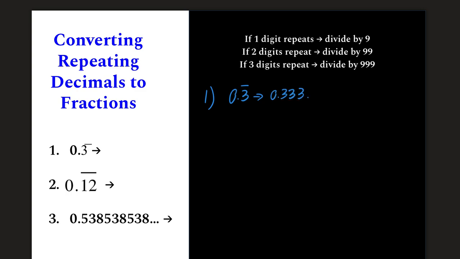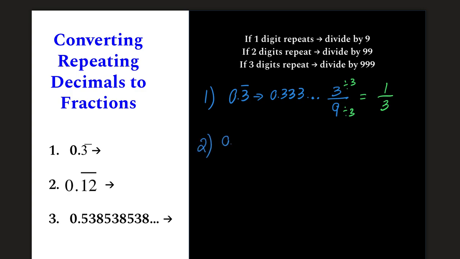0.333. So our rule says if one digit repeats, in here there's only 1, divide by 9, so therefore it will be 3 divided by 9, and then we have to go ahead and simplify. So the key here is to write the fractions in the simplest form, and the answer will be 1 over 3. Let's try the second example.